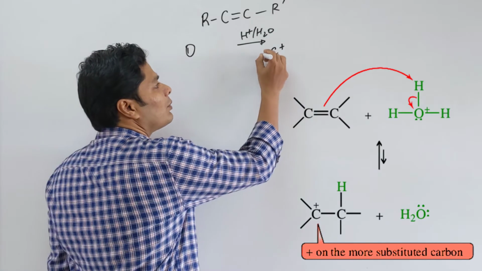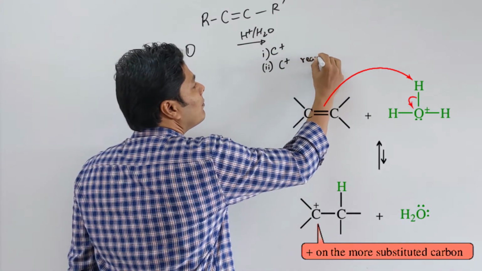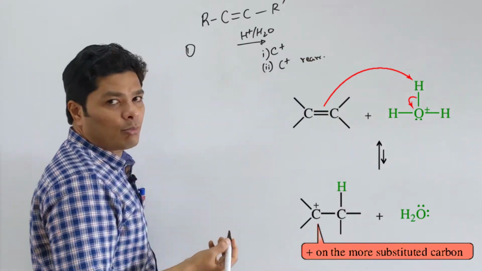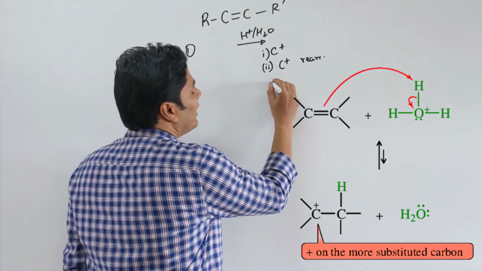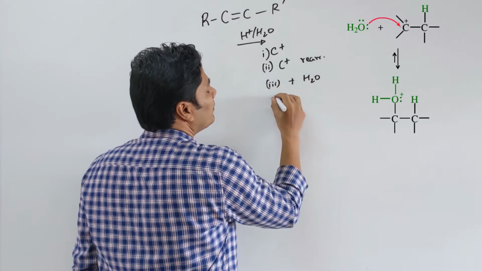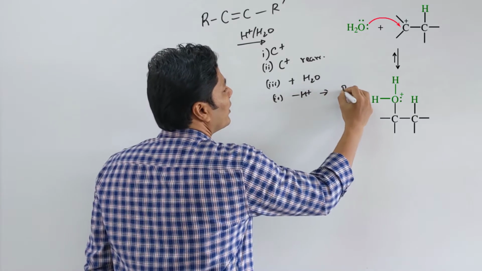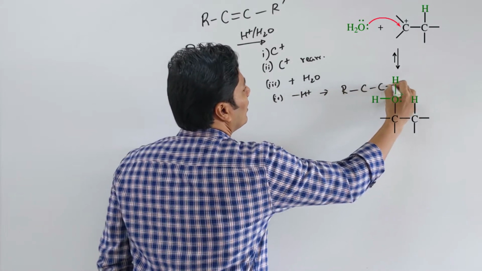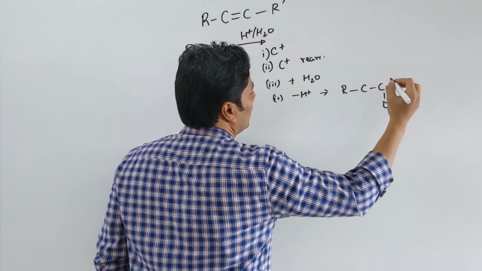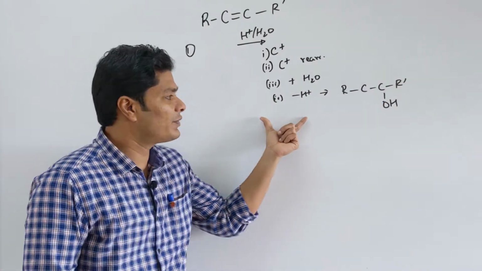So it undergoes carbocation mechanism and then carbocation rearrangement into a more stable carbocation. Then we have our addition of H2O, and lastly minus H plus to give you the corresponding alcohol. So we have seen this before. So what all do we know here about this reaction from before?